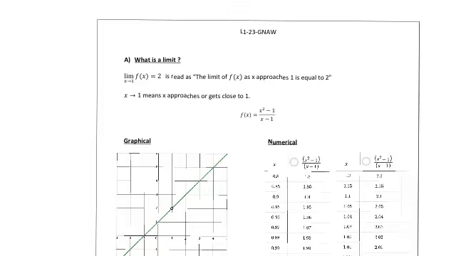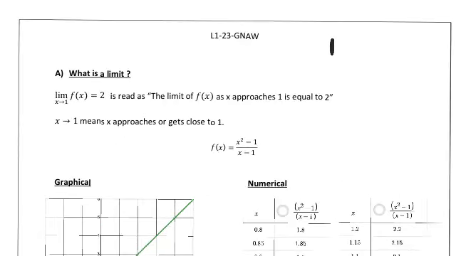Hi everybody. So we are in our first lesson about limits. In the last class, we established that the instantaneous rate of change of a function is equal to the limit of the average rate of change, right? We talked about this in the last class.